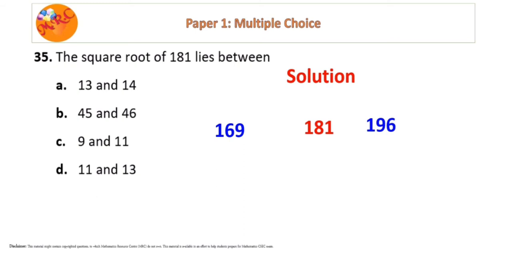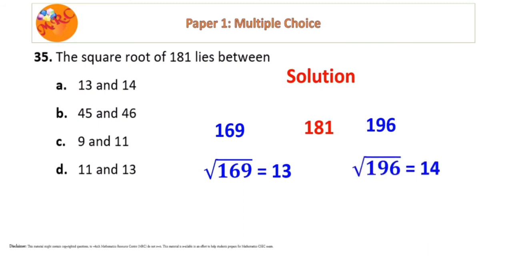The square root of 169 is 13, and the square root of 196 is 14. Hence, the square root of 181 lies between 13 and 14, which makes our answer A.